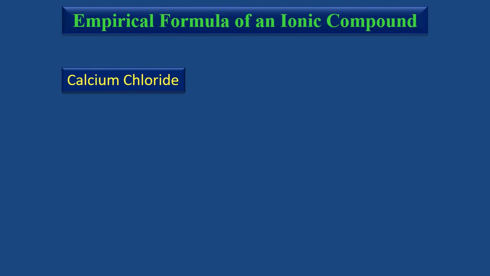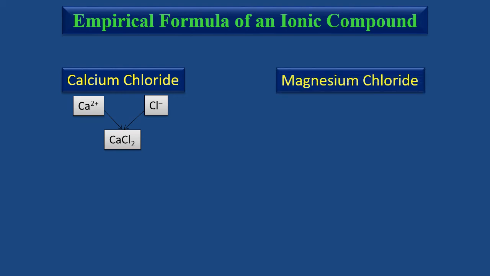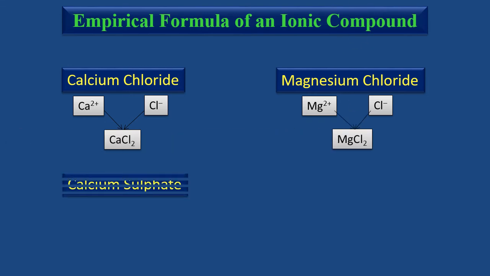Next is calcium chloride. Calcium ion is Ca2+, chloride ion Cl-. So we cross their valencies and its formula is CaCl2. Likewise, magnesium chloride, Mg2+, Cl-, MgCl2 is its formula.